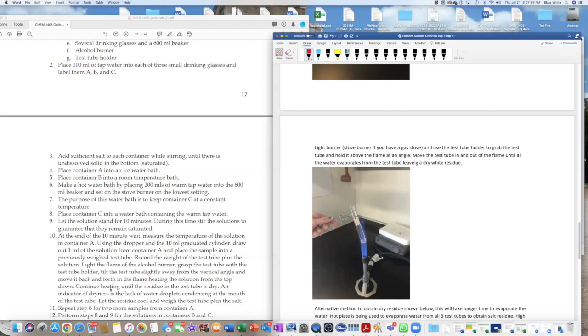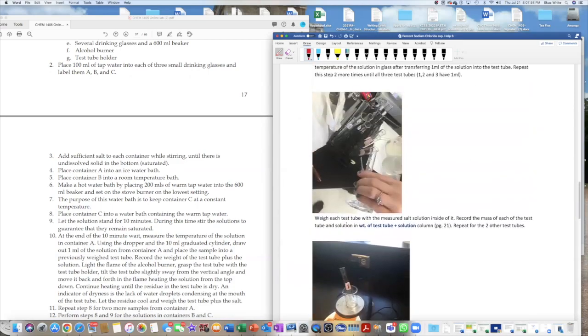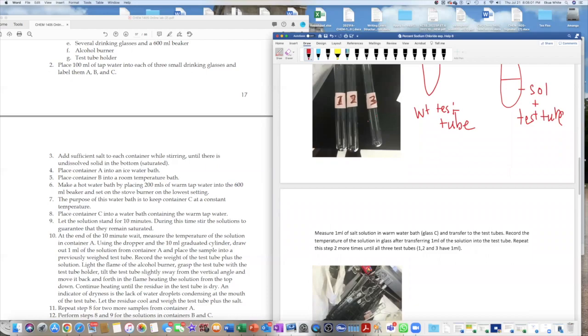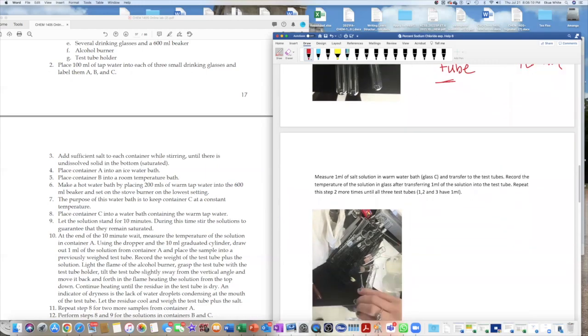That's what they're saying. Continue heating until the residue in the test tube is dry. An indicator of dryness is a lack of water droplets condensing at the mouth of the test tube. That means all the way up here should be dry. Let the residue cool and weigh the test tube plus the salt. So once you're done drying everything, you're gonna sit this down, right? And let it cool. While it's cooling, you're gonna repeat the process with the second test tube. So you see here, I have labeled my test tubes 1, 2, and 3. And what I did is I weighed 1, wrote the weight of the test tube down, added solution, weighed that, evaporated the water out, let it cool.